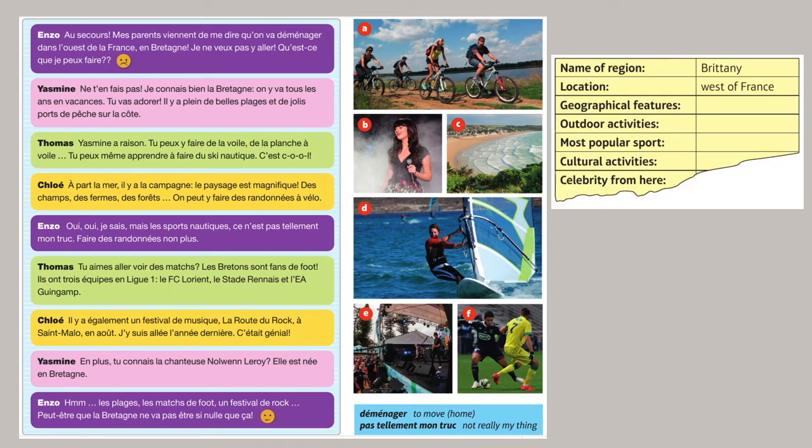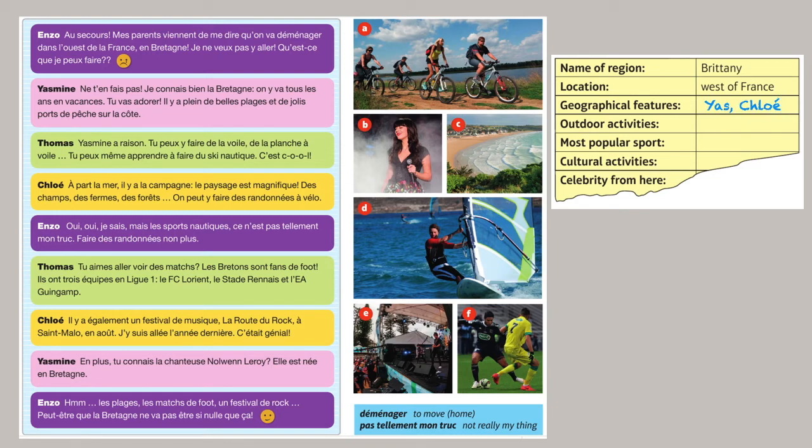Right, next thing you're going to do is reading through it and see if you can get this information. So the name of the region, Bretagne, is Brittany. The location, c'est dans l'ouest de la France, in the west of France. So you're going to fill in geographical features, outdoor activities, etc. You might want to copy that table into your book or the headings into your book and note them down. To give you a hand, I've noted down who has said each one.